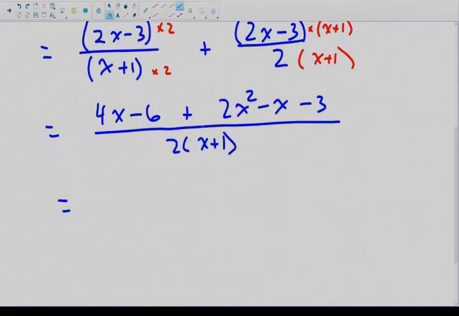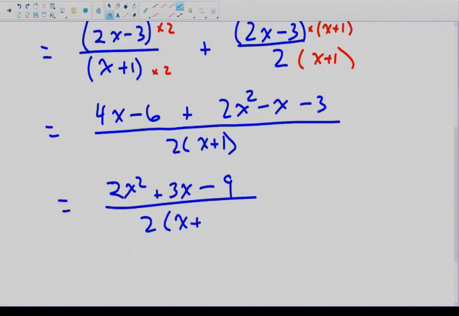Okay, so what do we have at the top? Let's collect like terms. So our 2x squared comes first. Then we have 4x minus x, which is plus 3x. And then we have minus 6 minus 3, which is minus 9, all over 2 times x plus 1. And we'd potentially want to try to factor the top just to see if anything else would factor from the bottom. If we get an x plus 1 showing up at the top, then it will actually simplify with the x plus 1 from the bottom.